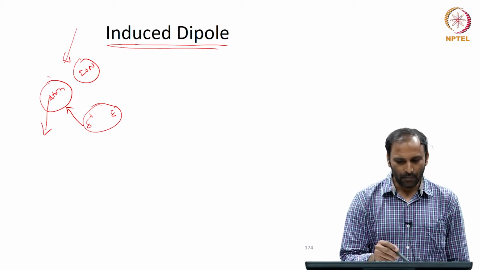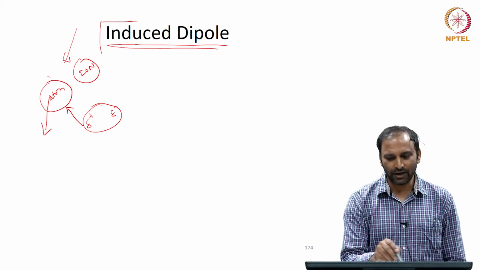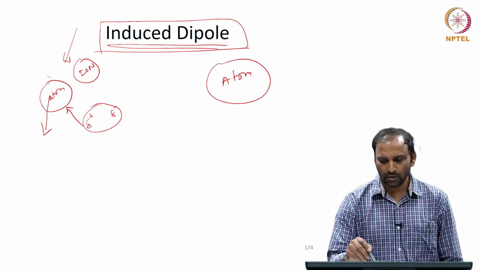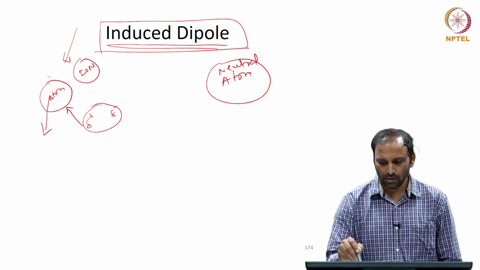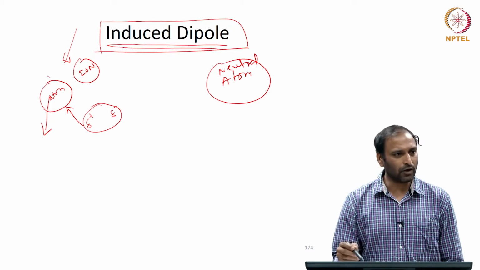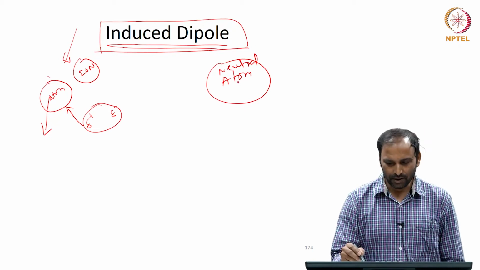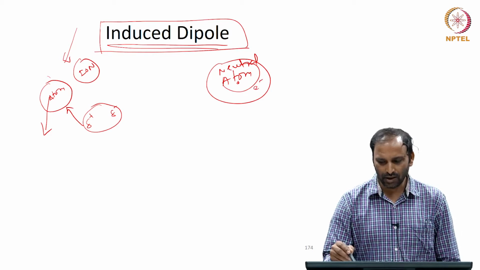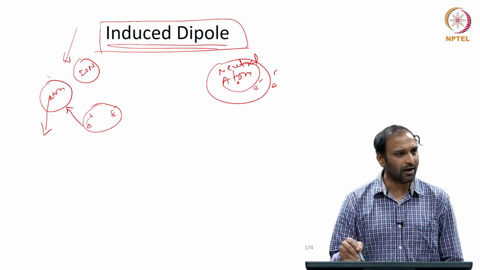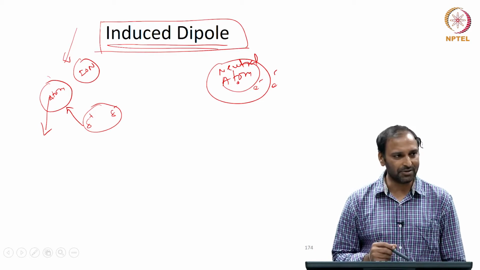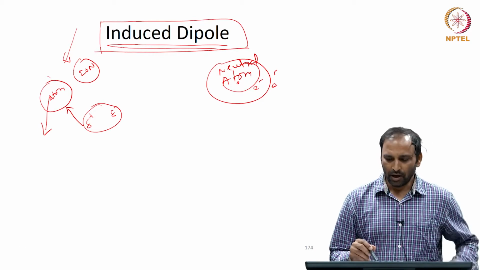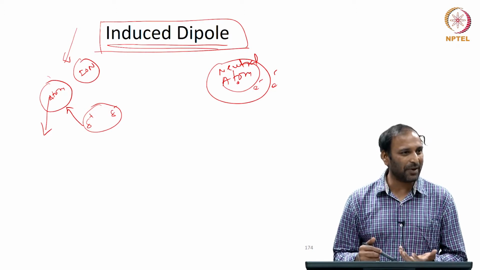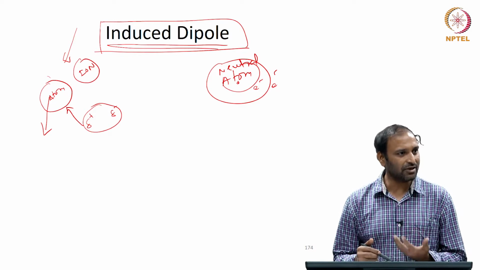Okay. The other way by which you can have an induced dipole is that even if you take a neutral atom, we know that if you look at the electronic structure, you have a nucleus, then you have different orbitals, and the electrons are revolving around these orbitals. Of course, they are not fixed in space, they are continuously changing their position.